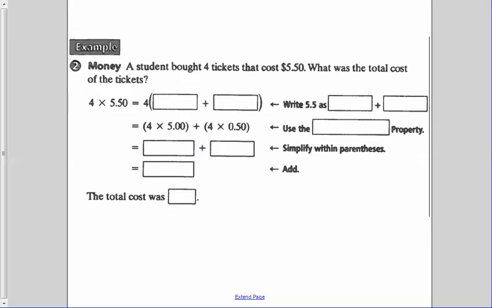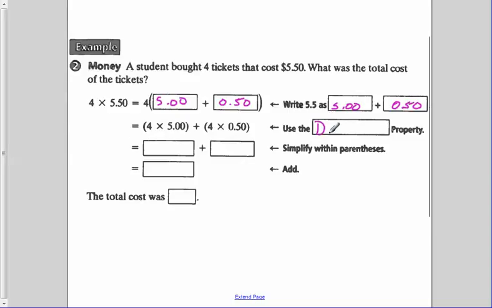All right, for our next example, a student bought 4 tickets that cost $5.50. What's the total cost of the tickets? Well, we could write this out and say 5.50 times 4, but we could use our distributive property to do this as well, and probably do it mentally too. If I break up 5.50, I'm going to break that up as $5 plus 50 cents, because 5.50 would be like saying $5, and we have our 50 cents.